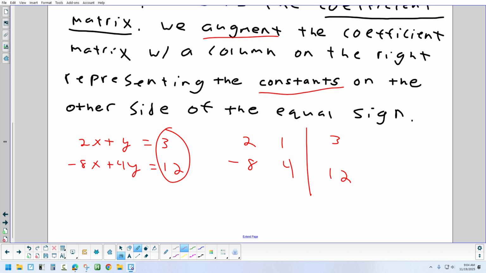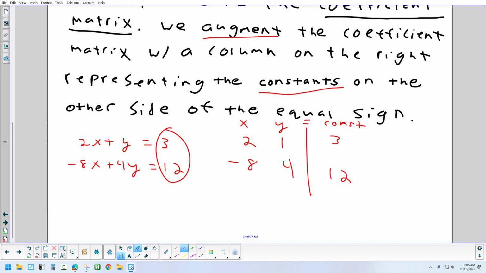So we remember that the 3 and the 12 were on the right-hand side. We put in that vertical line. That vertical line represents your equal sign. So these are the x's. These are the y's. That's your equal sign. And those are the constants. So that's how you would transfer that information into a matrix. Any question how I did that?